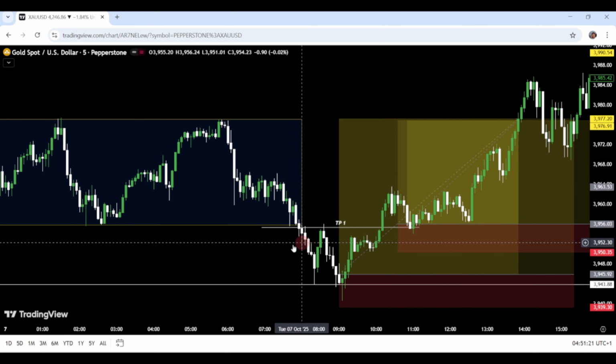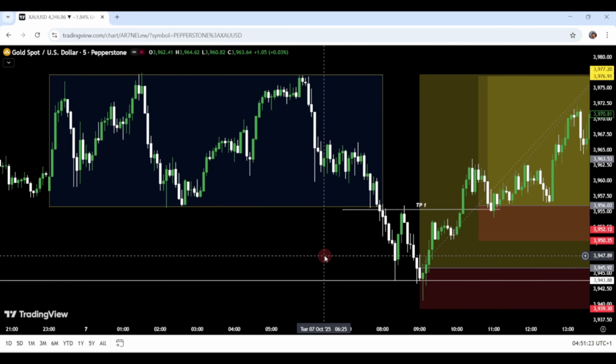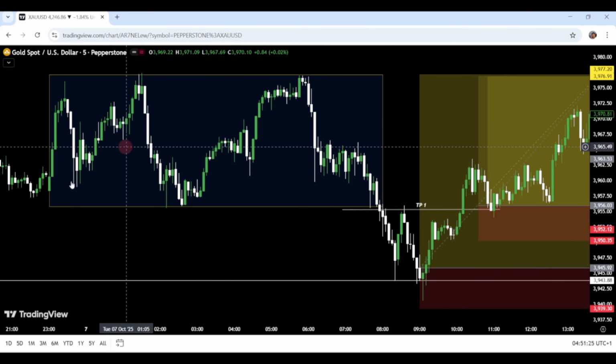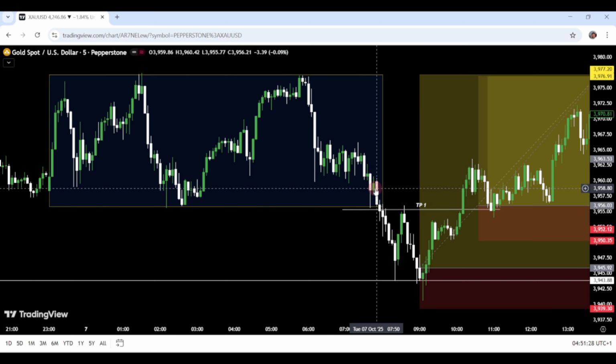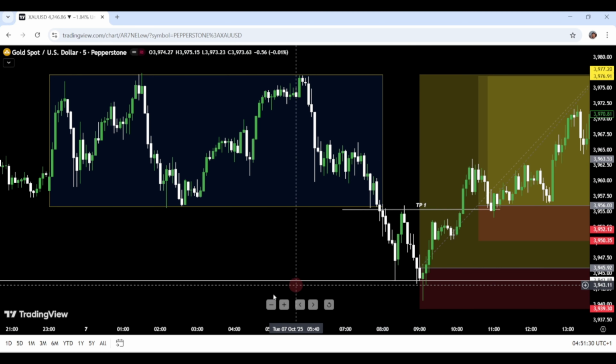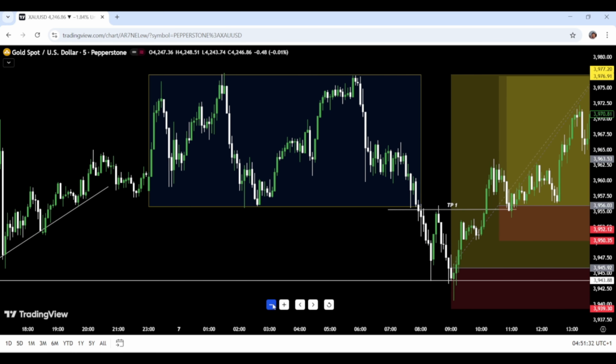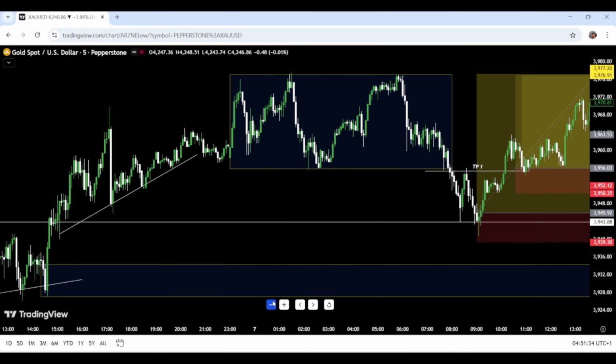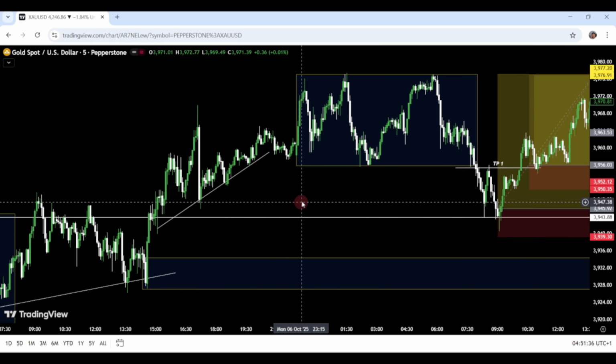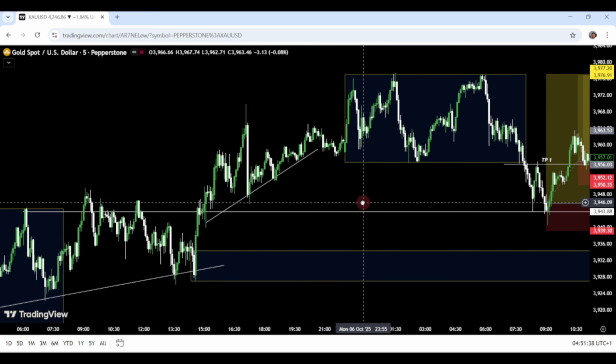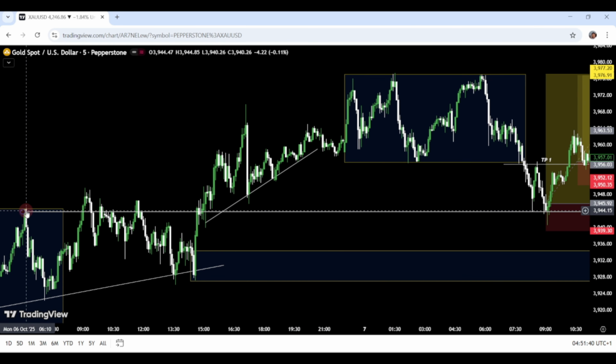Now let me give you a recap. Price ranged during the Asia session. During the London session, it raided and took the Asia low into a POI here. Yes, this was the POI I was working with.